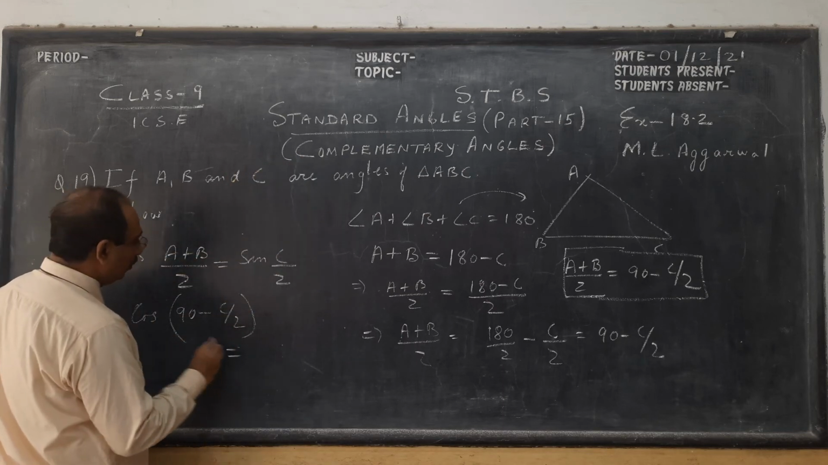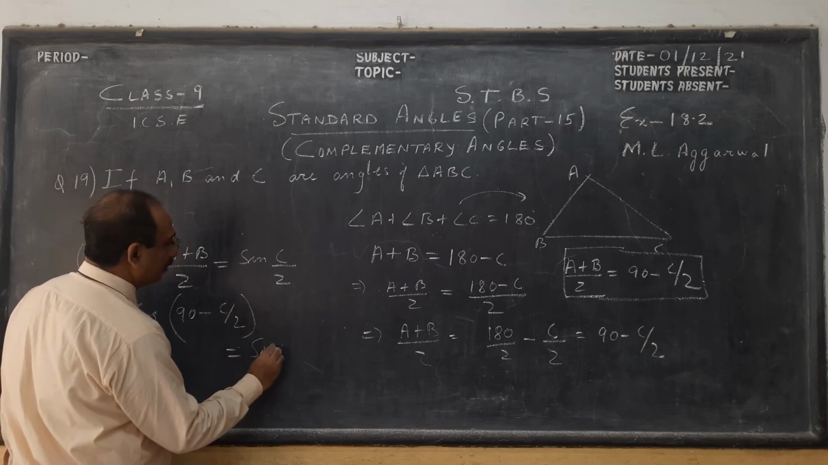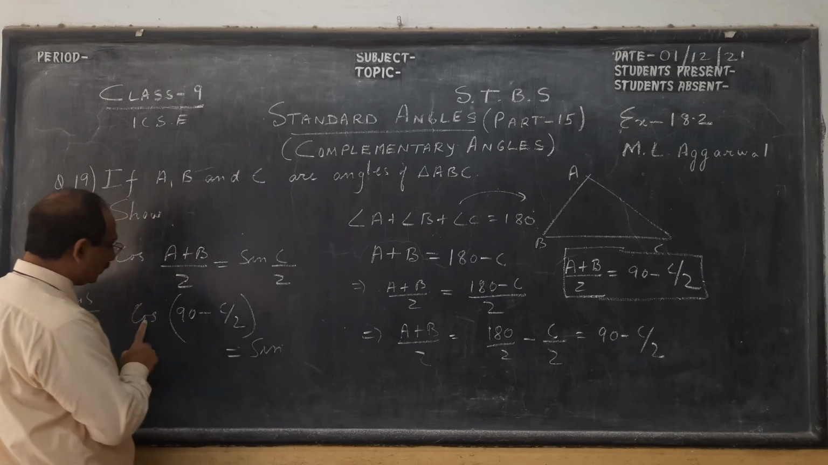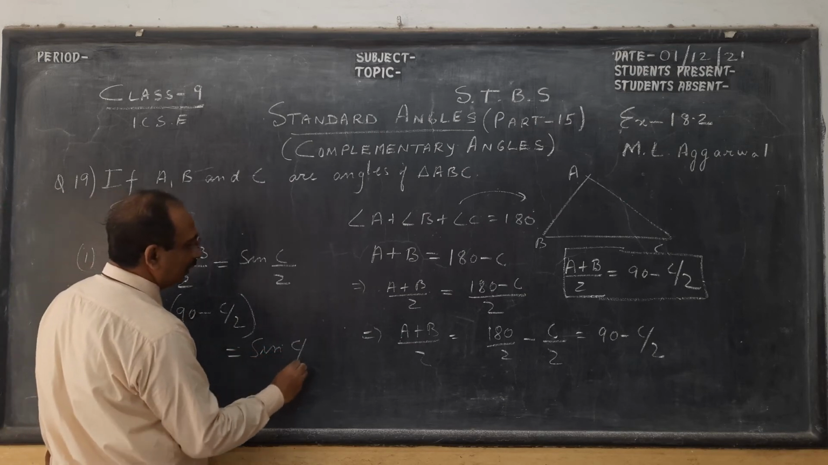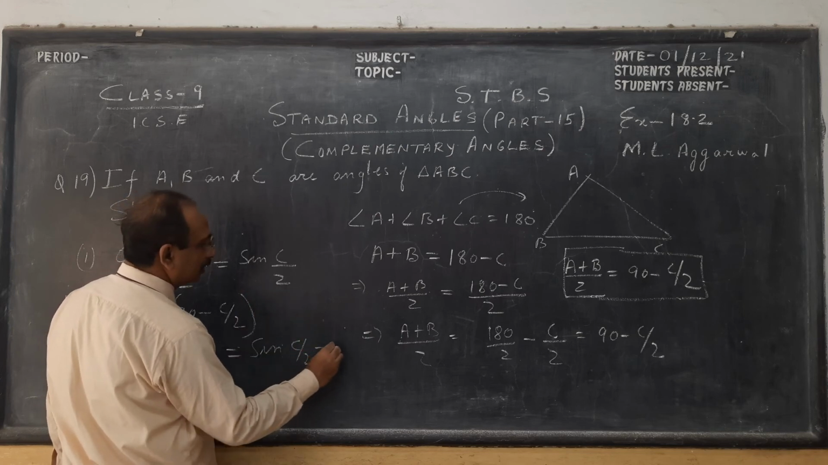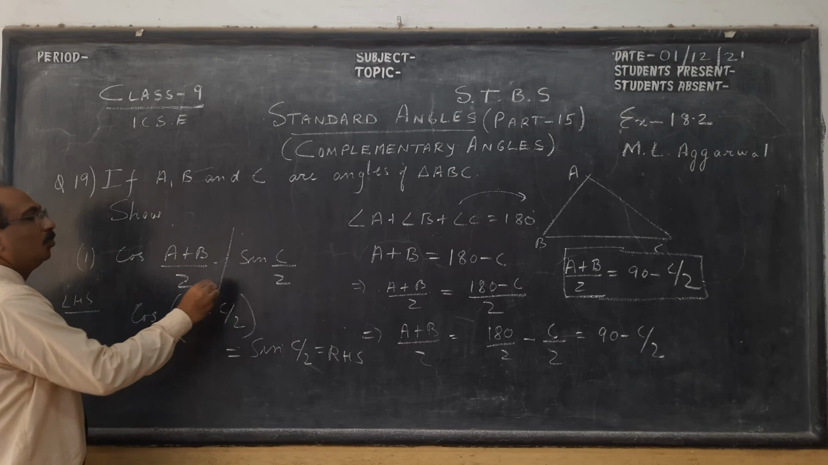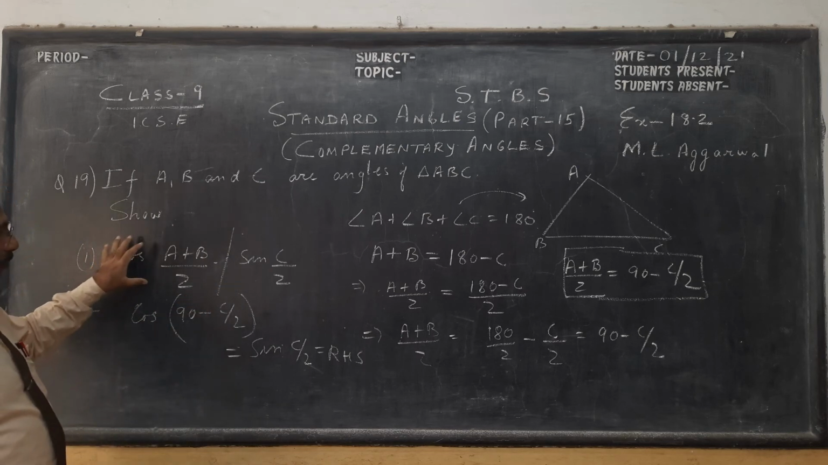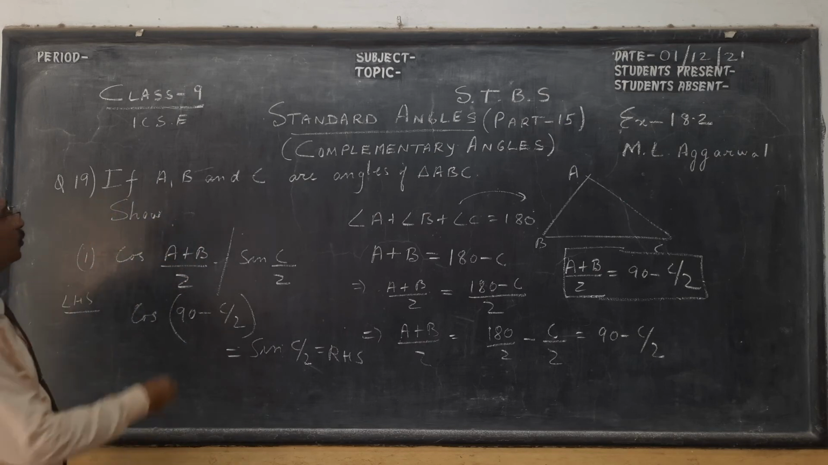And we know cos 90 minus theta is sine theta. So your cos becomes sine, and this 90 goes, and we get sine C by 2. This is nothing but my RHS. So this is how we prove them equal. Cos A plus B by 2 is sine C by 2. So we had to show that.